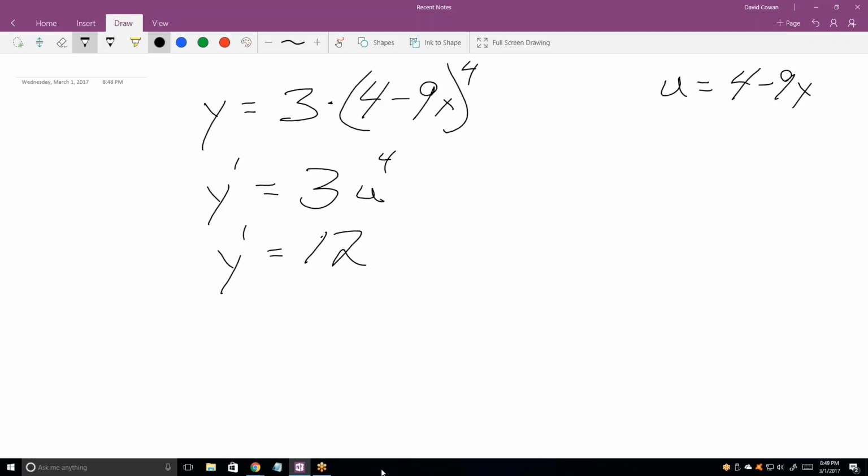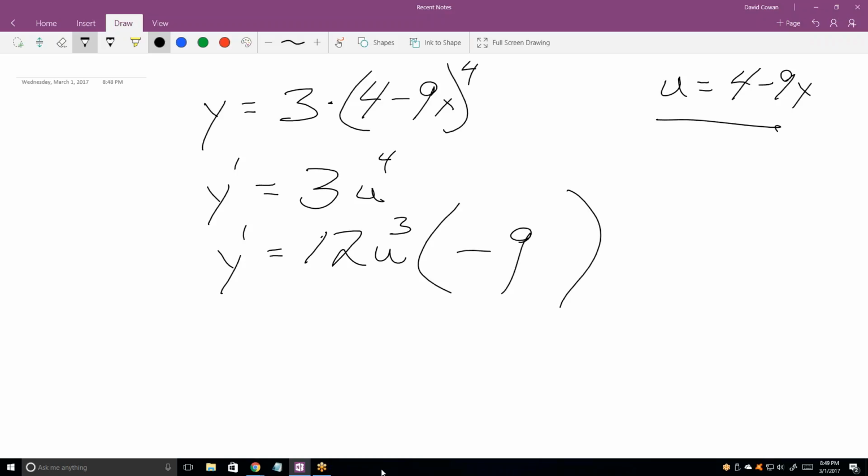12 u to the 3rd. Yeah. But that's just the derivative of the outside. Now take the derivative of u, which we have to multiply it by. What's that? Minus 9.